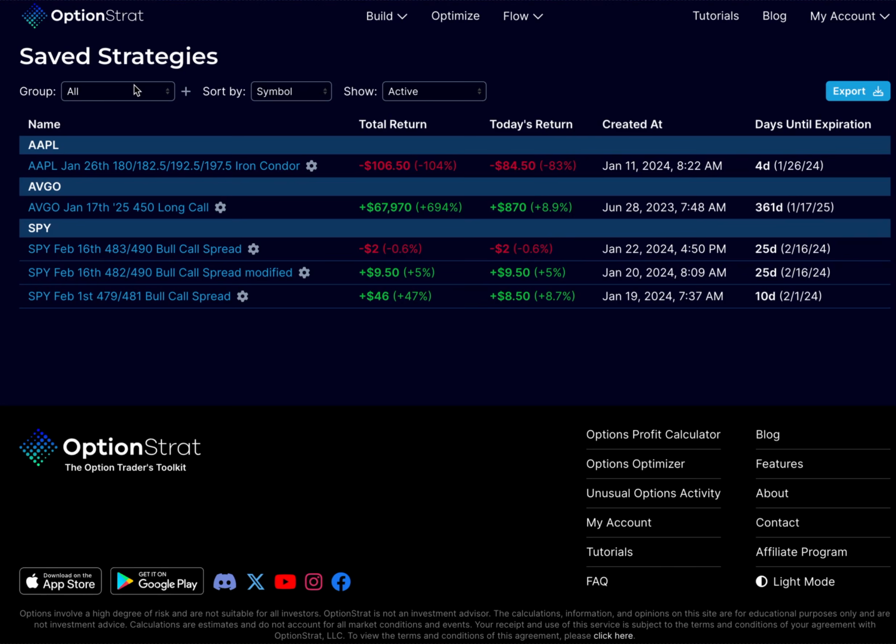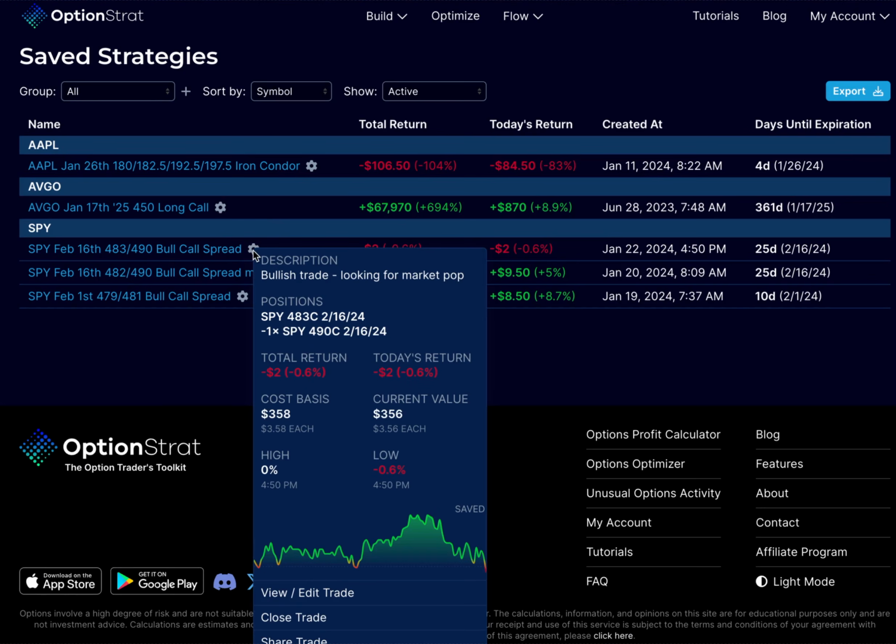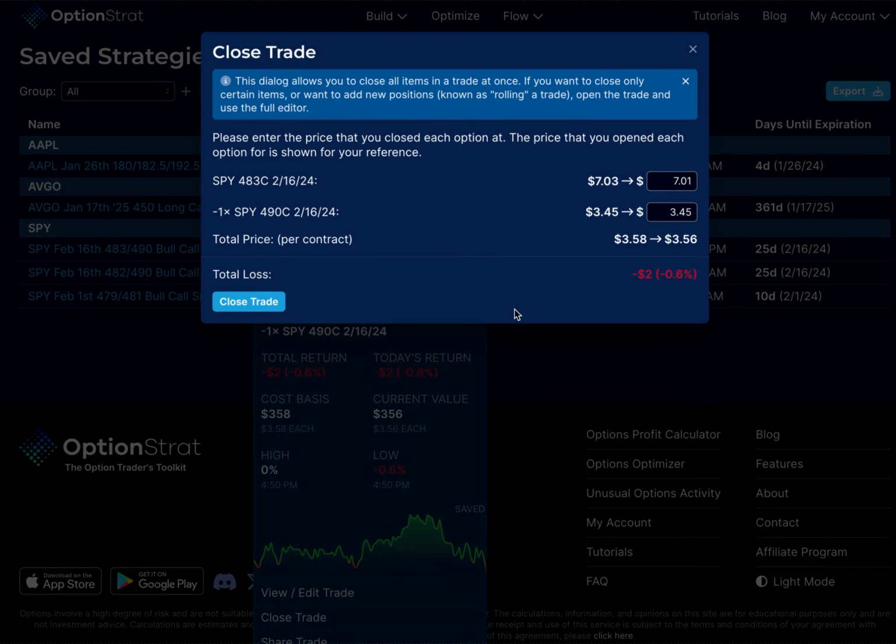And if for some reason I get to the point where I want to close this trade, I can click on the gear icon, and again, this will show me all the details about this trade: the cost basis, the total return on the trade, what options are built into the trade, and then I can also come down and share the trade, but I'm going to focus on close the trade. So if I want to close that trade out, and maybe I go to my platform and close this whole trade out, I can enter again the price of each of those two legs if I want to be extremely precise, and then hit close trade.